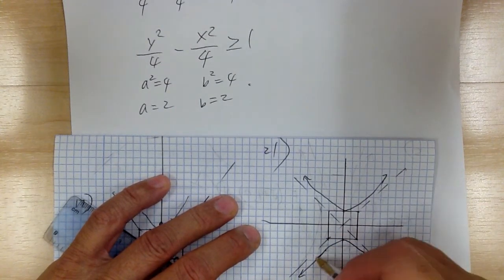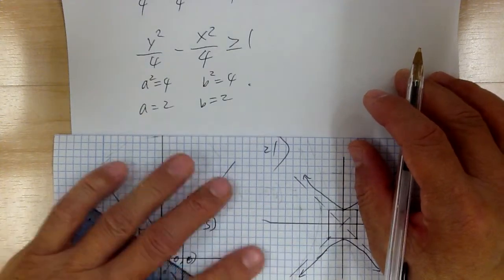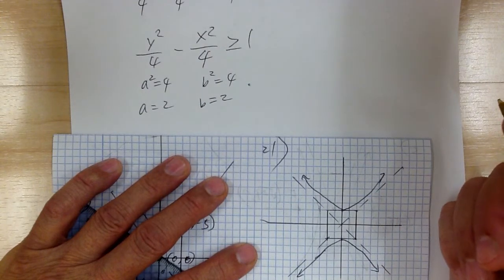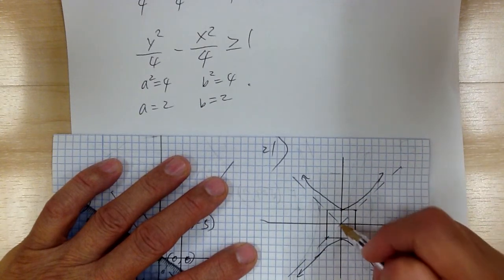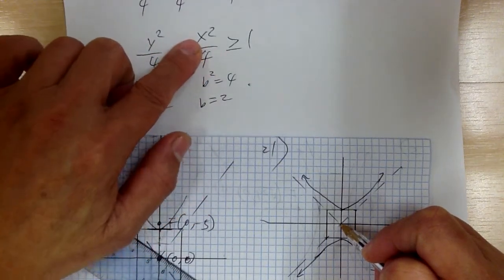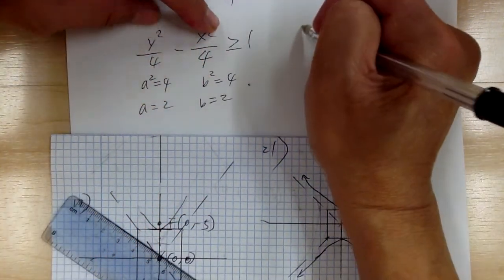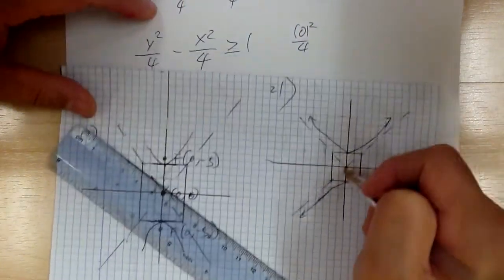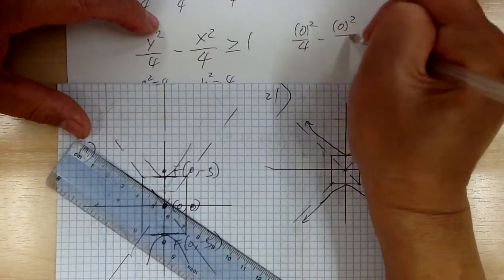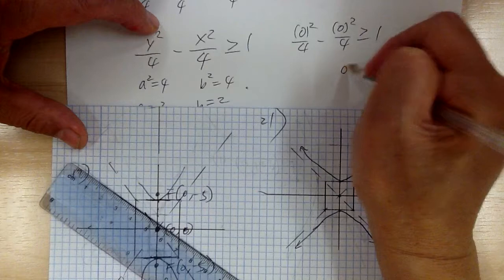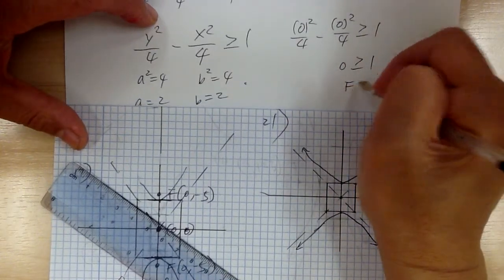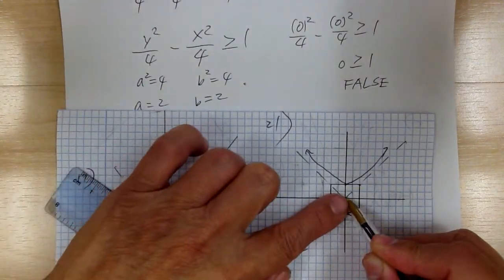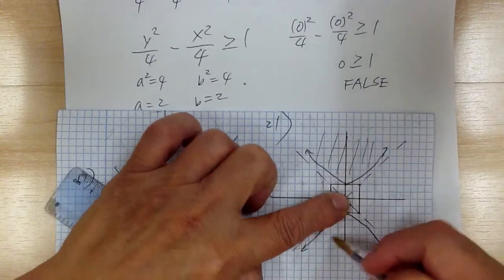Okay. The next thing is that you have to do the shading. You don't know if it's going to be here or here, right? So choose a testing point. The best point to choose is your center. I'm going to use the origin as my testing point. If you put 0 and 0 in here, you're going to get 0 squared over 4 minus 0 squared over 4 greater than or equal to 1. So you're going to get 0 greater than or equal to 1. So this is false. That means this region is no good. If this region is no good, that means the good part is right over here.